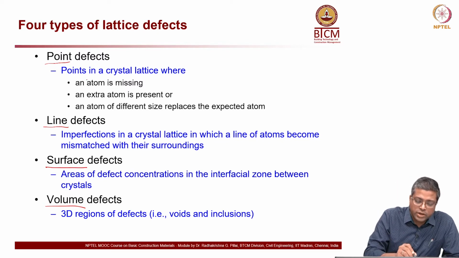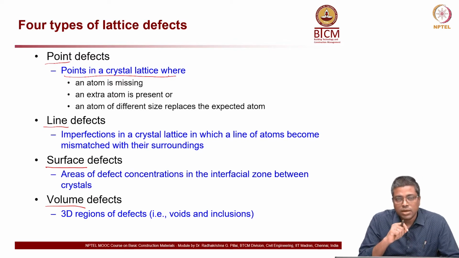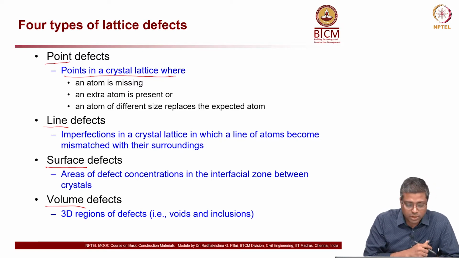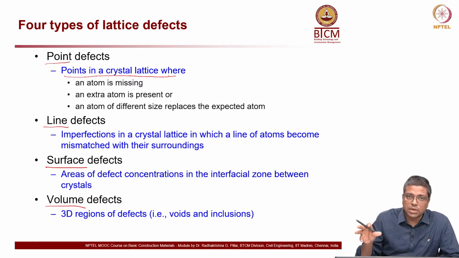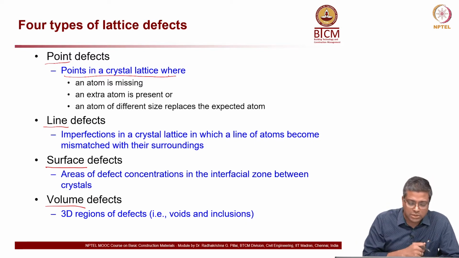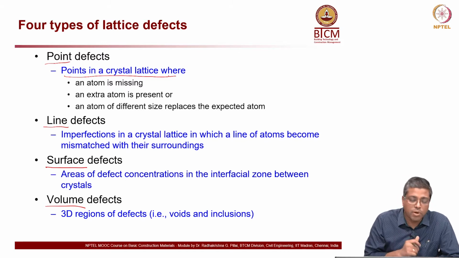Point defects, by definition, happen in a crystal lattice where an atom is missing, or an extra atom is present, or an atom of different size is replacing an existing atom. So, either completely missing, or completely replaced, or a new atom is present. These are all happening at a particular point within the material system or lattice structure, so we call it point defect.